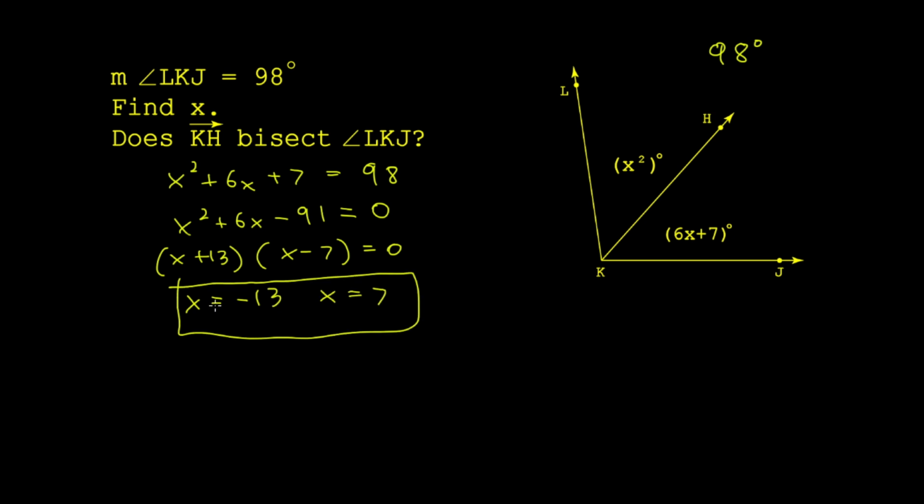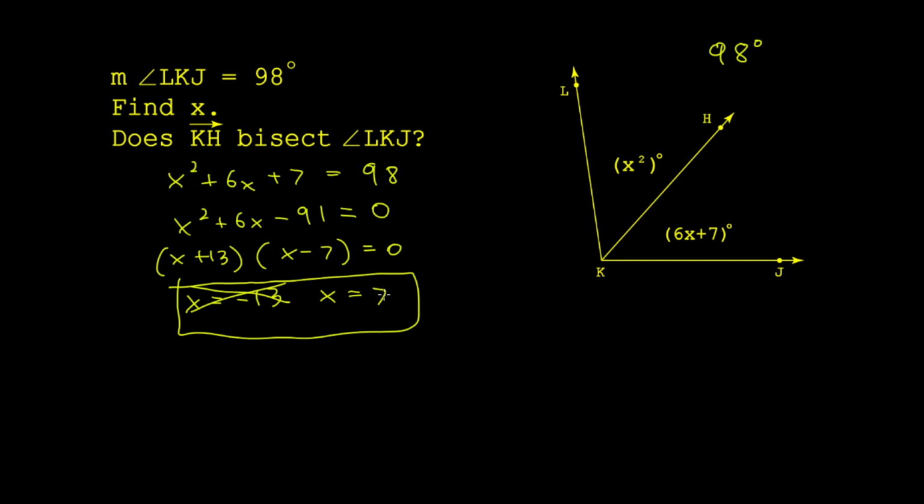And if you've seen other videos, you'll know by now, always plug your solutions for x back into the diagram to check them. So what we have here, negative 13. Negative 13 squared is 169. That would be 169 degrees. Negative 13 times 6 is negative 78, plus 7 would be negative 71 degrees. Now, 169 minus 71 is 98, but you cannot have a negative angle measure. So negative 13 is an extraneous solution.